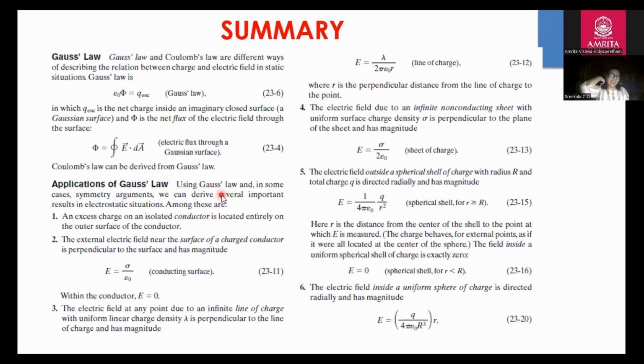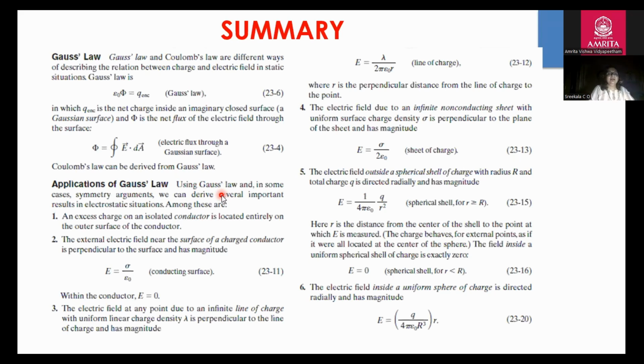Then these lines will never intersect. If they intersect, it means that there are two values for electric field intensity, which is not at all possible. So they will never intersect. Then electric flux. Electric flux is the number of electric lines of force passing normal to a surface. The number of electric lines of force passing normal to a surface is called the electric flux.